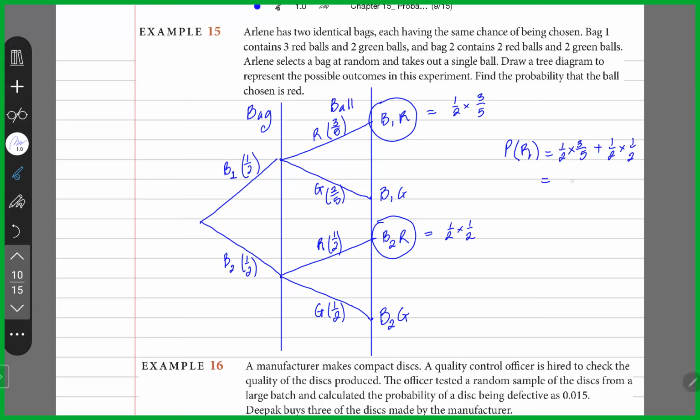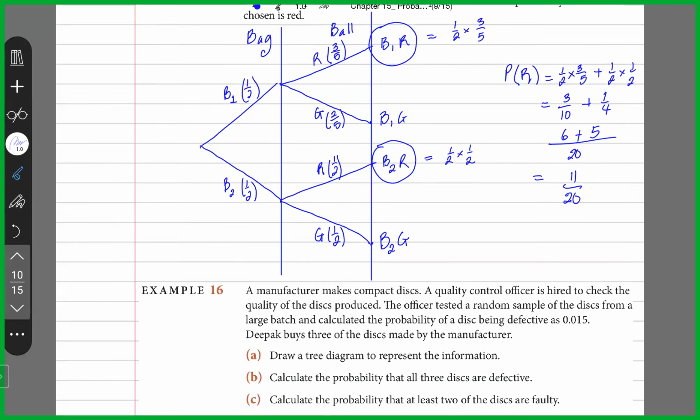So the probability here is 3 over 10 plus a quarter, which is 6 over 20 plus 5 over 20. The probability is 11 out of 20. So there's an 11 out of 20 chance that Arlene would select a red ball.